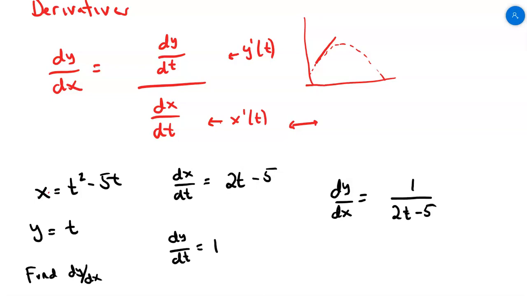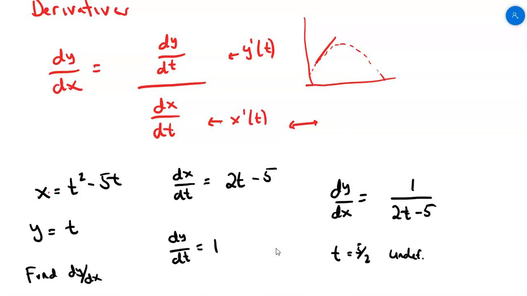Okay. From this, I can actually pull one piece of information out real fast, and that is when t is equal to 5 halves, something weird happens. I get 2 times 5 halves, which is 5, minus 5 is 0. Slope is undefined there. So if this thing is a parabola, that's where the vertex happens, because that's where that thing is undefined for a second as it turns itself around.